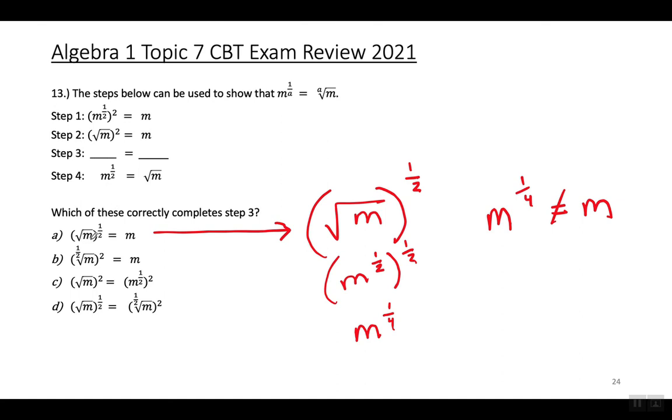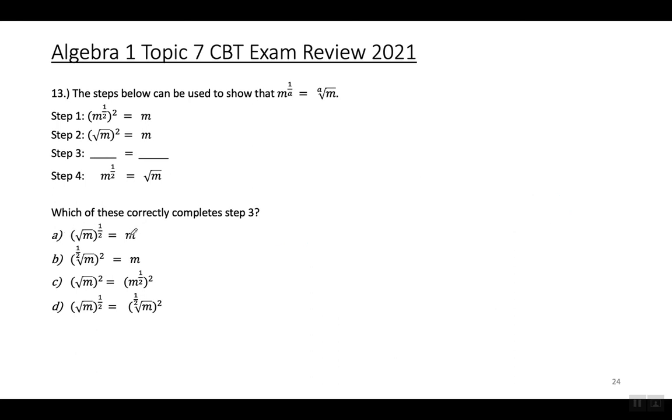Ok, la parte que está en la izquierda, cuando yo simplifico eso, me da m a la 1 sobre 4, y eso no es equivalente a lo que está a la derecha. Así que eso no puede ser la respuesta. That can't be the answer. Let's look at letter B.